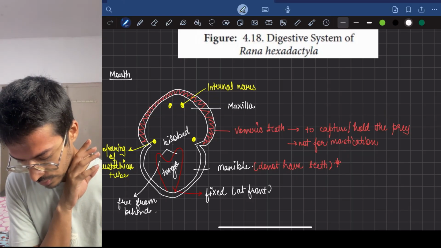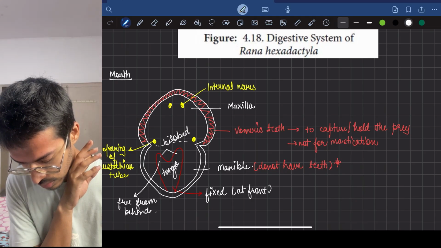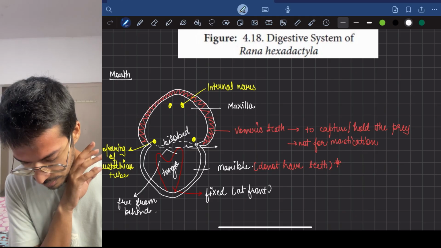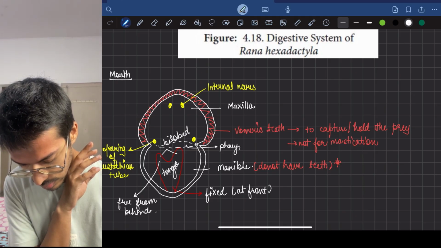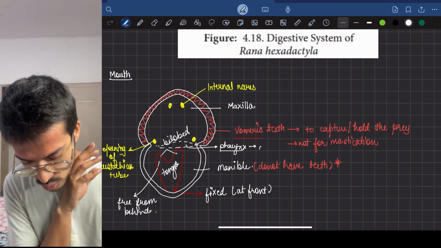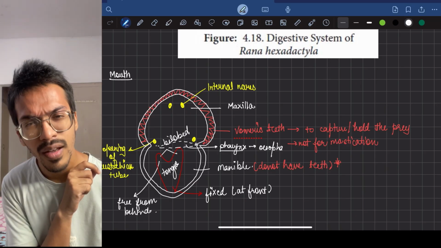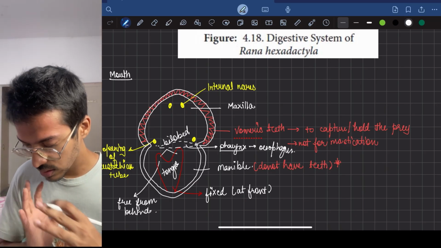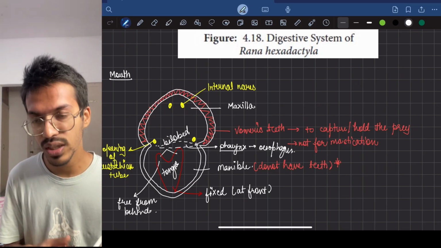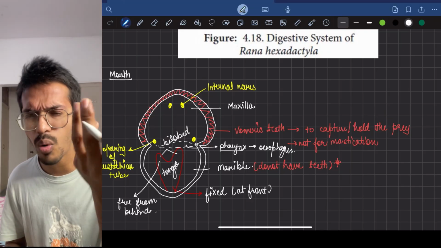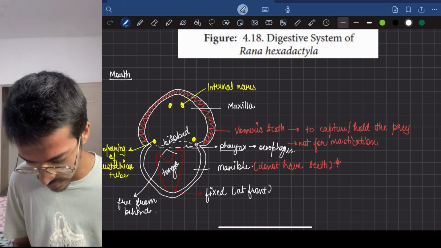And over here there would be the opening of, this is what? This is the pharynx, which opens into what? Esophagus. Understood? Now this is the buccal cavity. Now the esophagus is there. Esophagus is a small tube-like structure which pushes the things down.